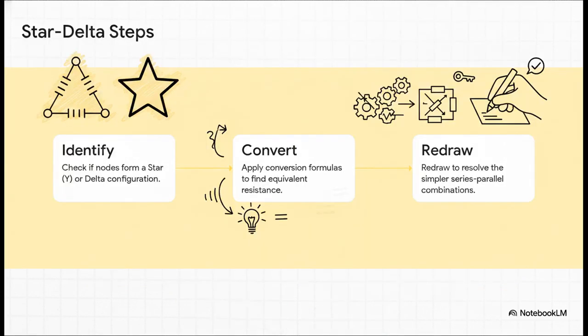Another incredible tool is the star-delta transformation. And listen, this isn't just some neat math trick for your exam. This is actually how the world gets its power. When you look at large-scale power grids, engineers use three-phase transformer connections to efficiently transmit electricity over incredibly long distances. These transformers are literally wired in either a star, also known as a Y configuration, or a delta configuration.